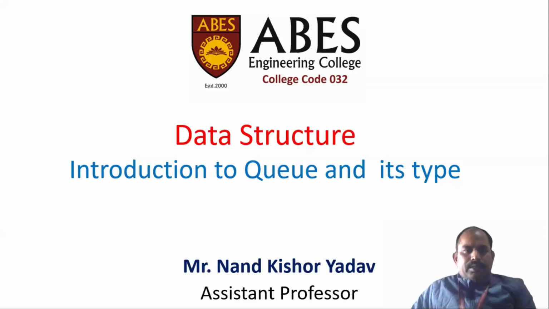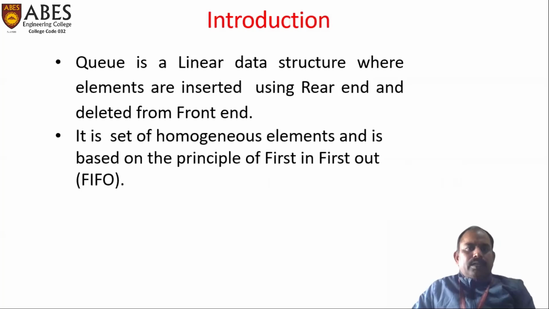Today, I am here to discuss an introduction to the queue data structure and its various types. So, firstly, let me introduce what a queue data structure is. A queue is a linear data structure in which insertion and deletion are done at two ends. From the first end we can perform insertion, which is called the rear end, and at the other end we can perform deletion, which is called the front end.